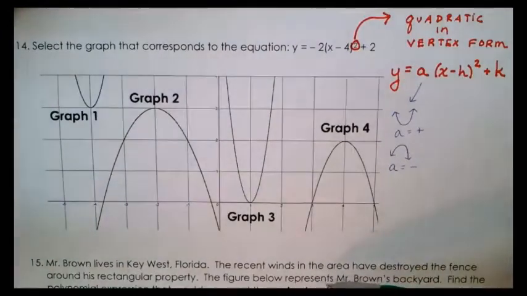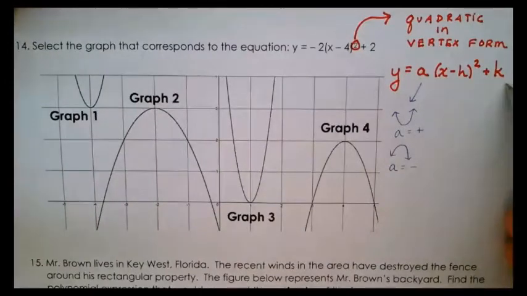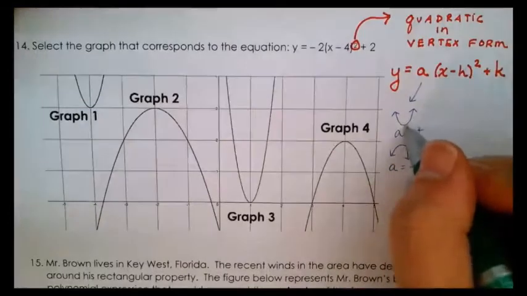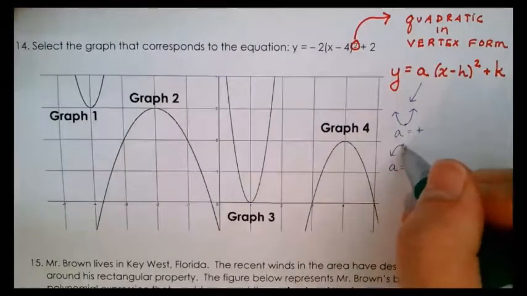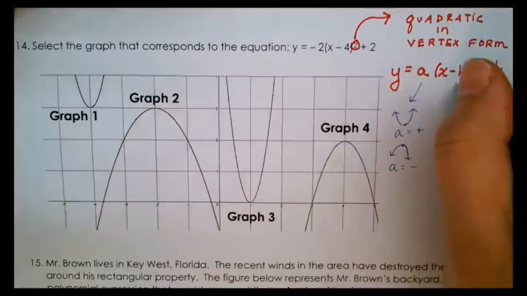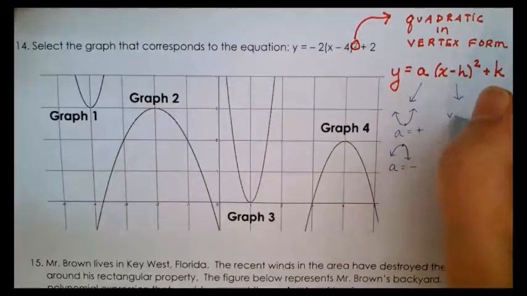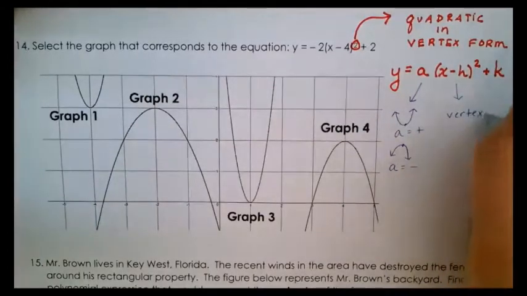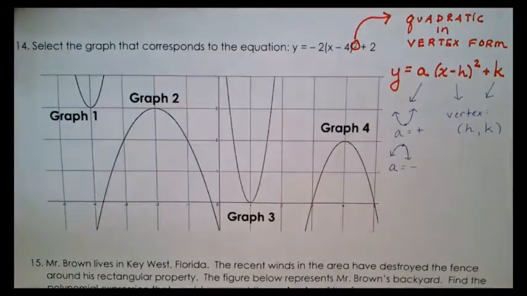Now we have some other variables that we need to talk about. H and K. Now, H and K are going to be your vertex. It's going to be the turning point of these parabolas. So your vertex, which is why they call it vertex form, your vertex is the coordinate (h, k). So the two letters H and K will give you your vertex.